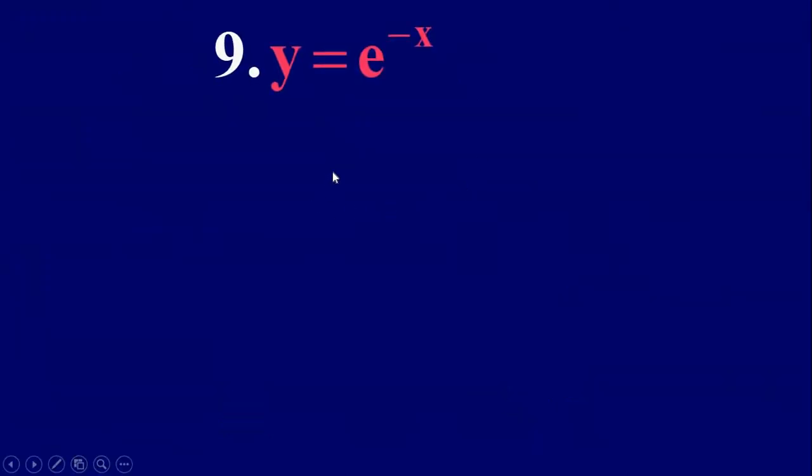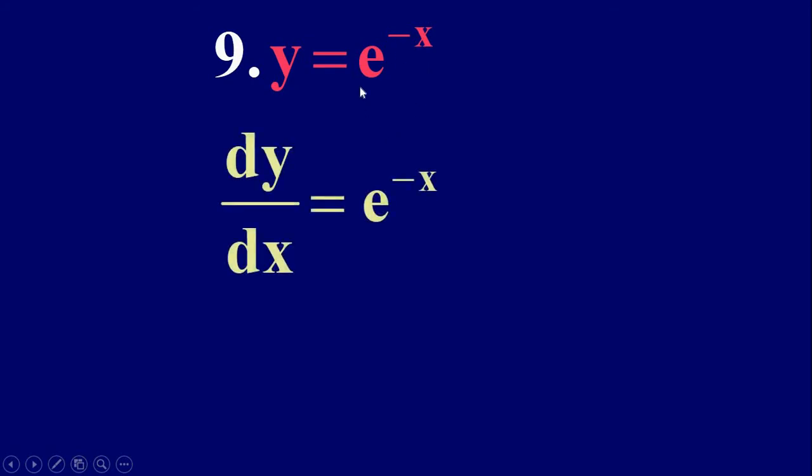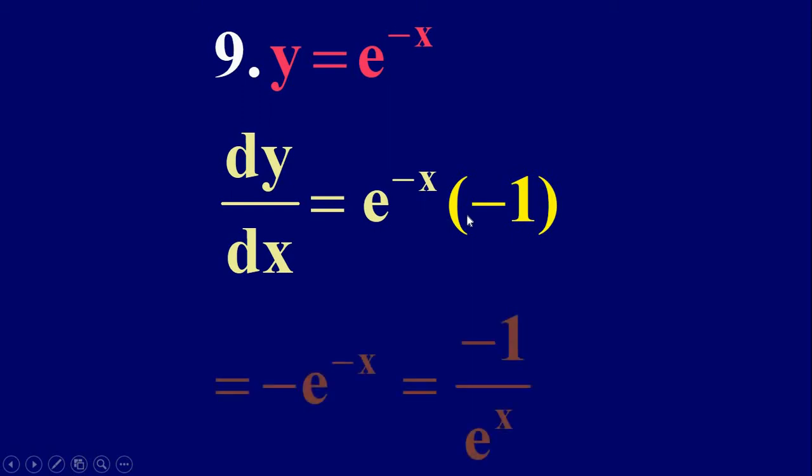So next one, y equal to e to the power minus x. Now it is of the form e power x. E power x differentiation is e power x only, but it is not x. Again you have to differentiate minus x. That is dy by dx equal to e to the power minus x, but it is not x. In place of x we have minus x, and minus x differentiation is minus 1. So therefore it is minus e to the power minus x, but e power minus x can be written as 1 by e power x. So we can write minus of e to the power minus x equal to minus 1 by e power x.